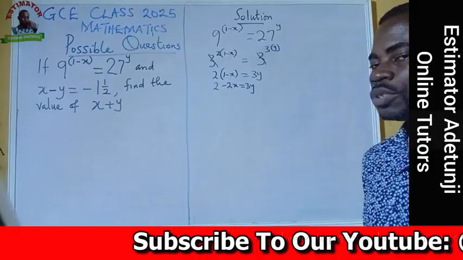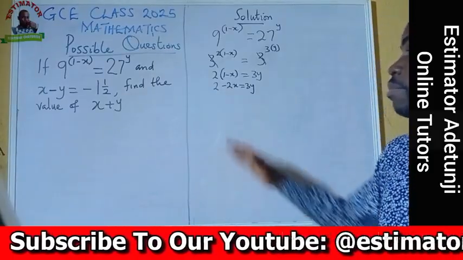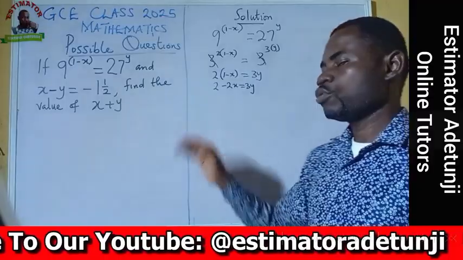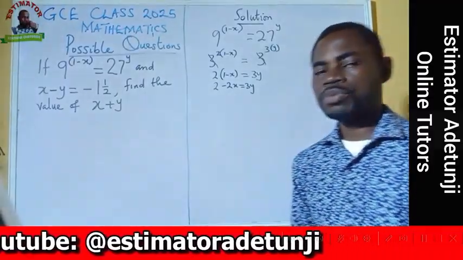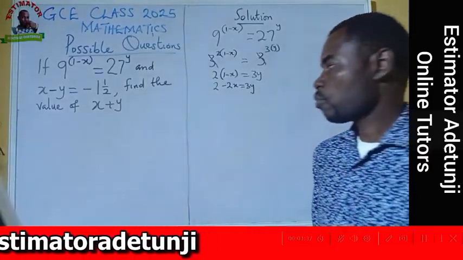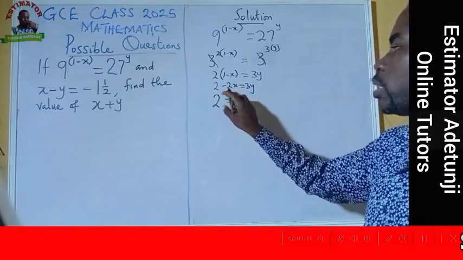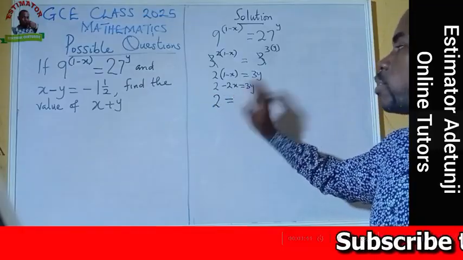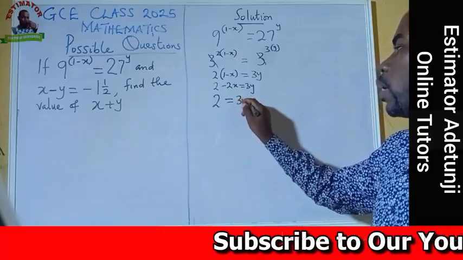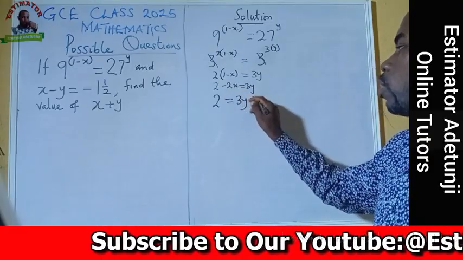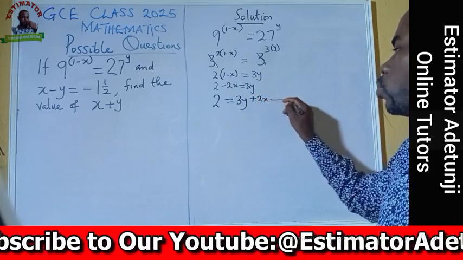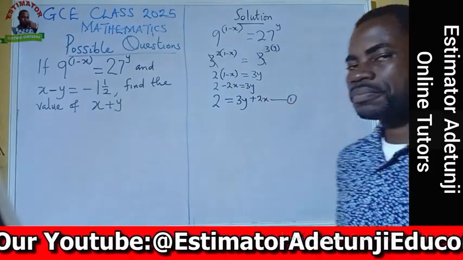This is the first equation, but let's write it perfectly, maybe by making our constant value to be on one side and our variables on the other side. What am I saying? Let's leave this constant value here while we transfer this negative 2x to the other side. So we have 3y, negative 2x becomes positive 2x, and equation 1 is established.